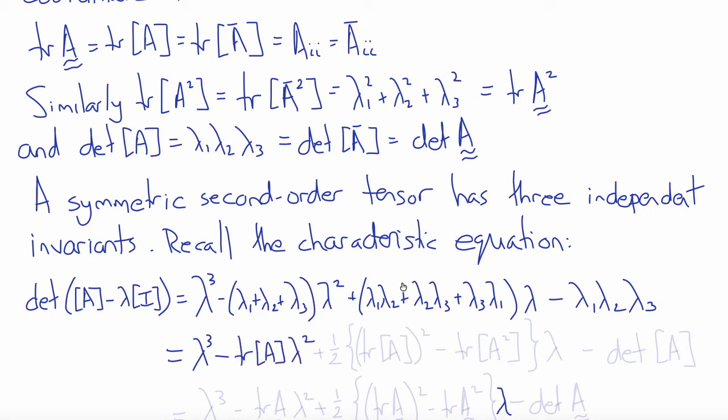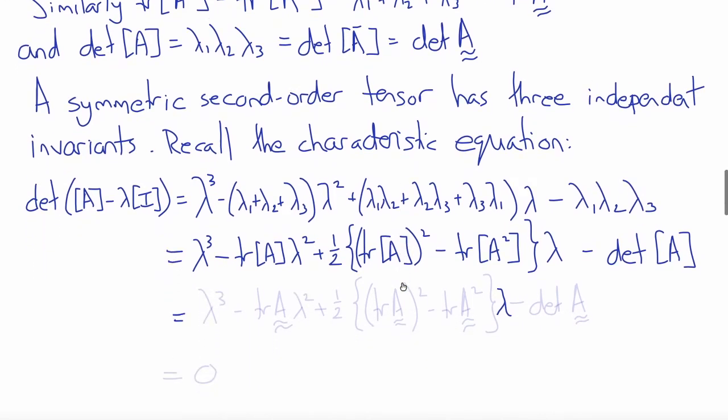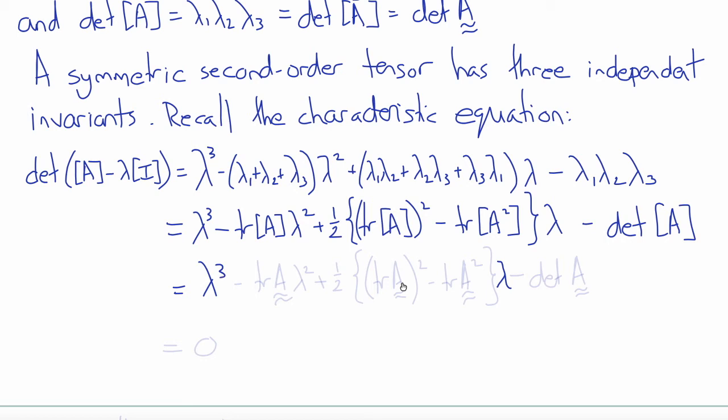And we've now seen that that's equal to lambda cubed minus the trace of A times lambda squared plus 1/2 of the trace of A all squared minus the trace of A squared times lambda, minus the determinant of A. And since the trace and the trace of A squared and the determinant are really properties of the tensor, not the specific matrix, we can write that the characteristic equation is lambda cubed minus trace of A lambda squared plus 1/2 trace of A all squared minus trace of A squared times lambda, minus the determinant of A is equal to 0.